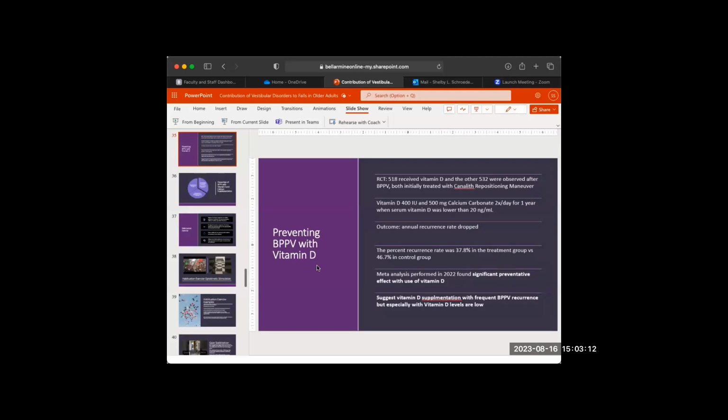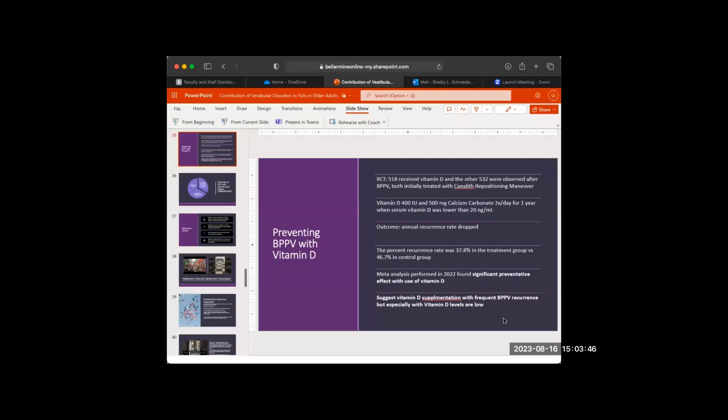So preventing BPPV with vitamin D. There's a lot of stuff listed here, but the main idea is vitamin D supplementation with frequent BPPV recurrence. Had a patient today who was in the hospital a month ago with BPPV. And she's back with a different canal being involved. But she's an older adult and she has other mobility issues. So when she gets BPPV, she's at high risk of falling. So she ends up in the hospital.